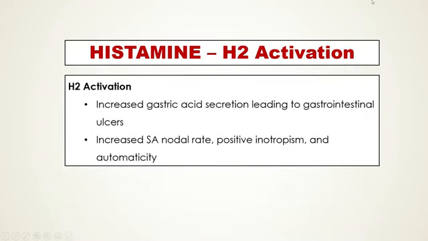Whereas the H2 receptor is more limited in terms of where it's found. Mostly think about H2 receptors as present on parietal cells. When stimulating these receptors, you get an increase in gastric acid secretion that could lead to GI ulcers, making these receptors a special target for peptic ulcer medications.